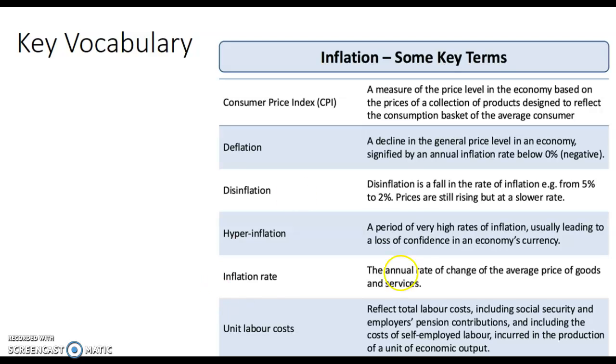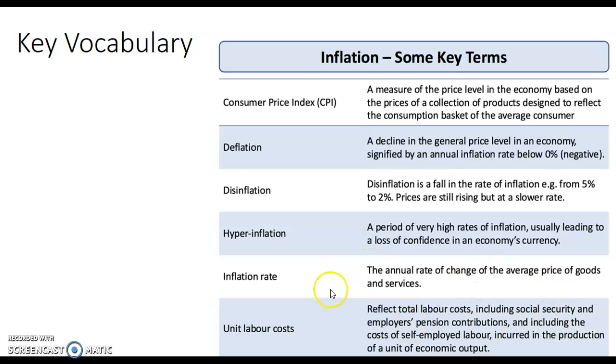Now hyperinflation, a period of very high rates of inflation, usually leading to loss of confidence in the economy's currency. So if the inflation rates rise at a higher rate, then it is called hyperinflation. For example, normally 1 to 2, up to 3% of inflation rate is good for the economy. Any higher than that is hyperinflation. So when the rates of inflation are very high, it reduces the value of our currency. For example, the value of the Australian dollar will go down.